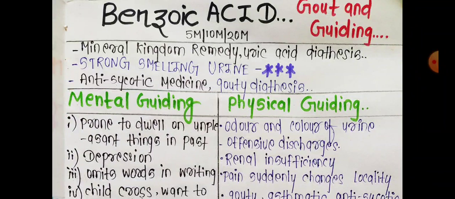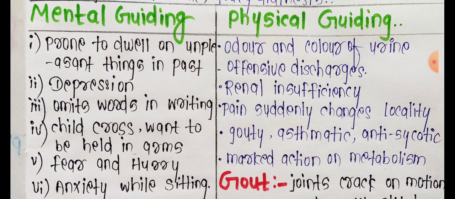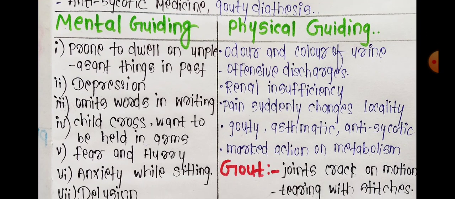Then we will see some mental guiding symptoms of benzoic acid. The patient is prone to dwell on unpleasant things in the past. Means the patient is dependent on his past and now he is facing problems in the present related to that past. Then the patient can be in depression. Then he omits some words in writing, or he forgets some words while writing. Then the child of benzoic acid is cross and wants to be held in arms. The child is very obstinate and he always wants to be held in our arms.